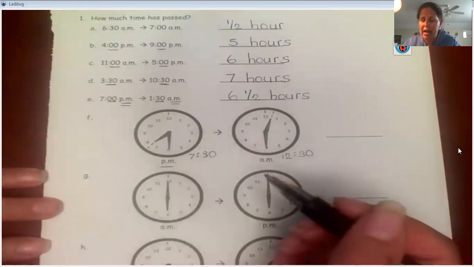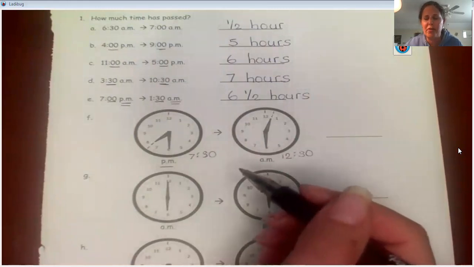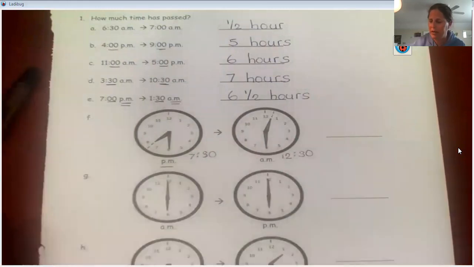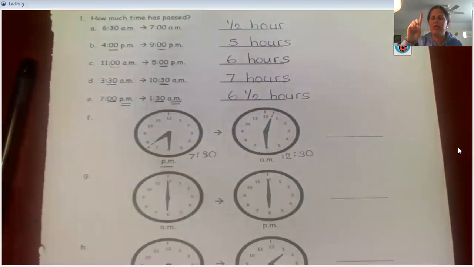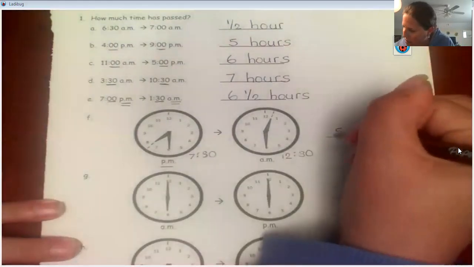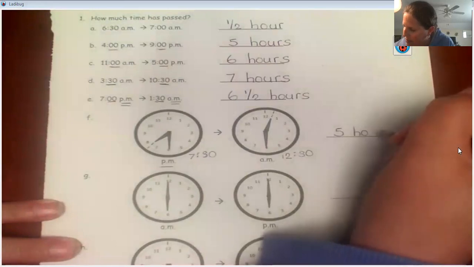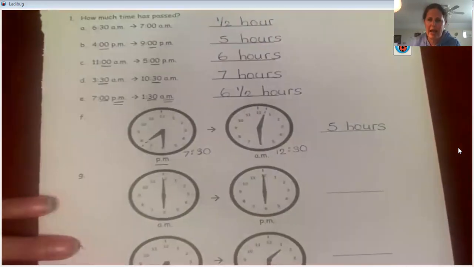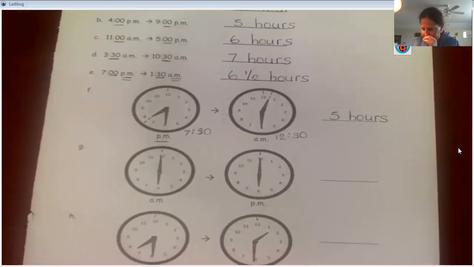So I'm just adding hours to get from 7:30 to 12:30. So I have 7:30, I add on an hour to get to 8:30, 9:30, 10:30, 11:30, 12:30. And once it hit 12 o'clock, it switched over to AM. So 5 hours to go from 7:30 p.m. to 12:30 a.m.